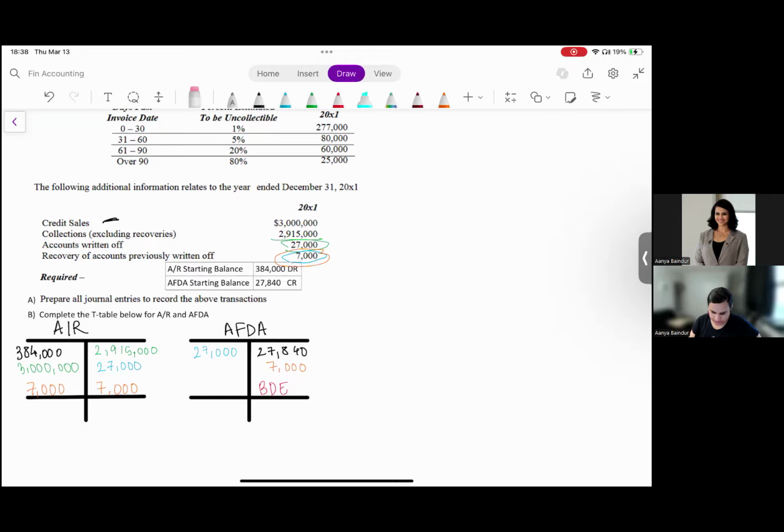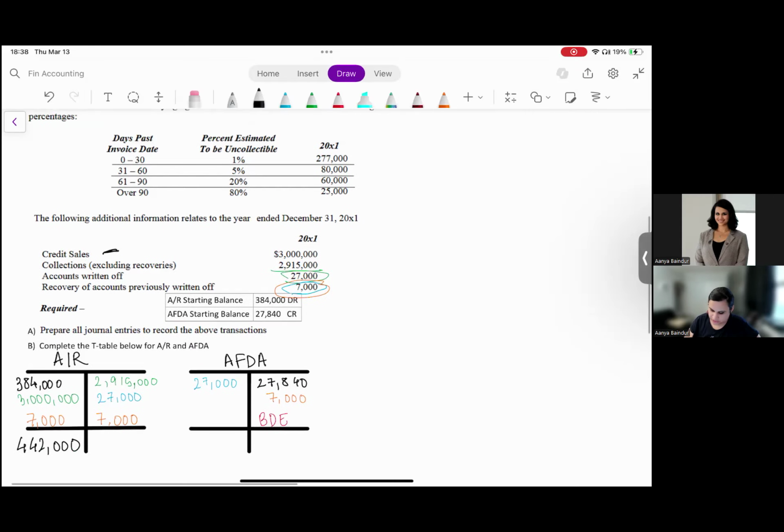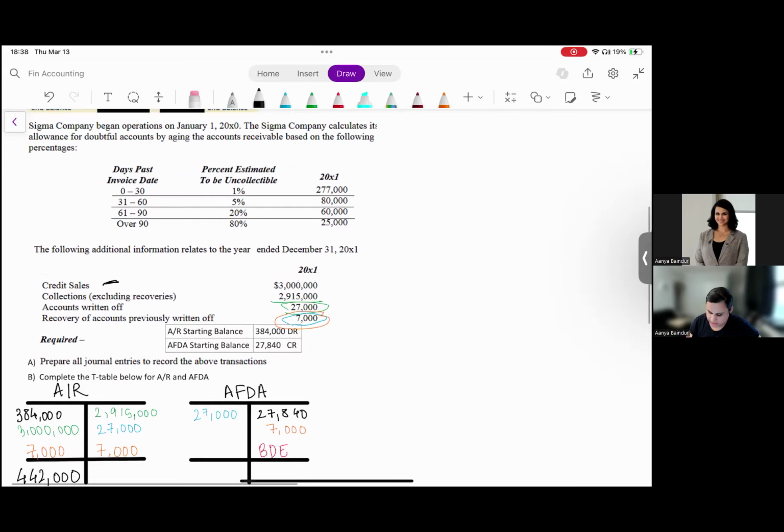and I have a positive balance of... hopefully all of you got a similar answer. Now, in this question, we are given an aging of the account. So let's go ahead and age these accounts.